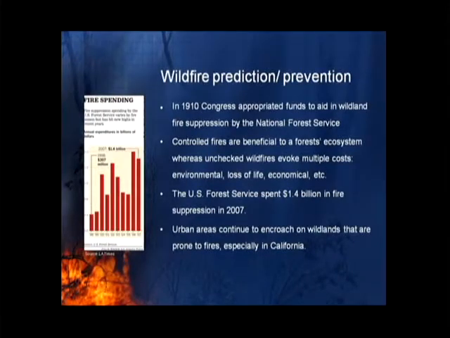In 1910, Congress appropriated funds to aid in wildland fire suppression by the National Forest Service. This sort of started the whole cycle there. And we were talking about controlled fires. Also, the U.S. Forest Service spent $1.4 billion for fire suppression in 2007, and some of that was Waycross. Some of that was what was going on in South Georgia.